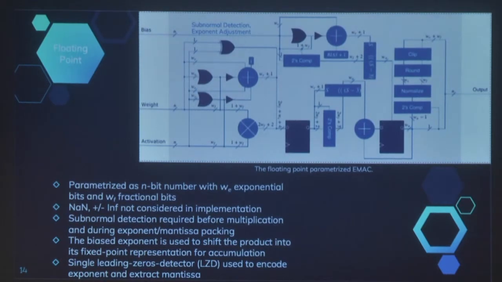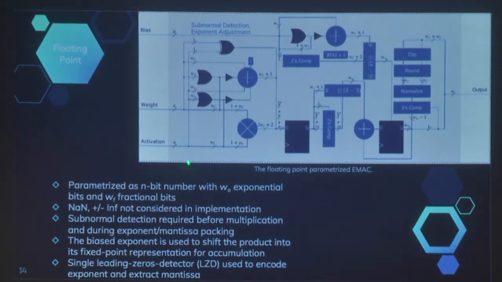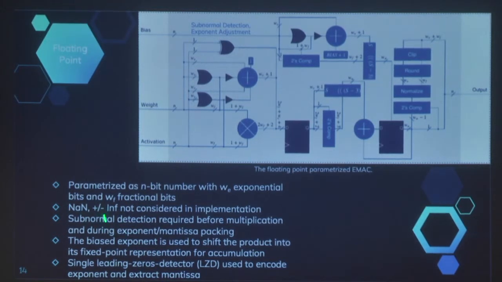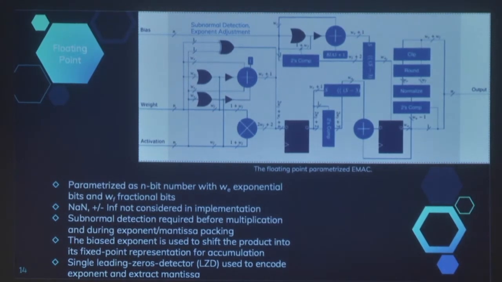And I don't know how well you can read this. This is for the floating point EMAC, and you can see that it still has the same 3 inputs: the bias, weights, and activations. And again, parameterized, and we have WE exponent bits and WF fractional bits. So in our design, we did not use not-a-number or plus or minus infinity, primarily because we don't see this in DNN inference, but for later implementations, even in training, we have to consider some of these things.